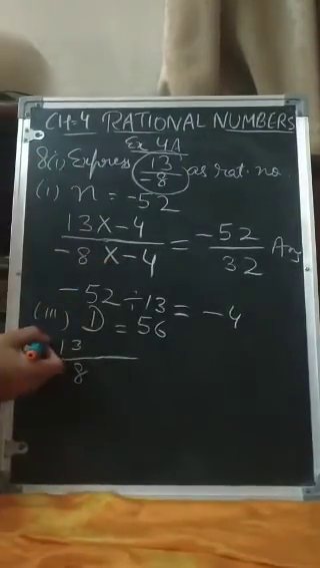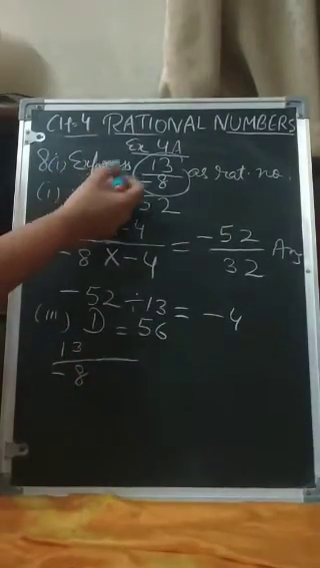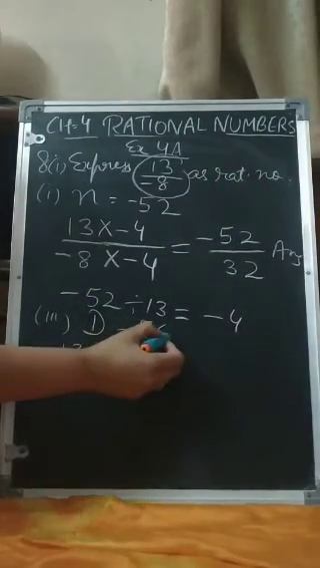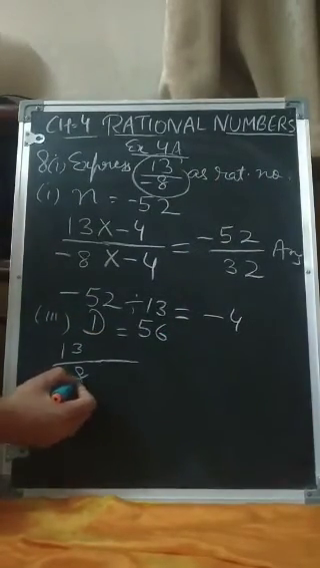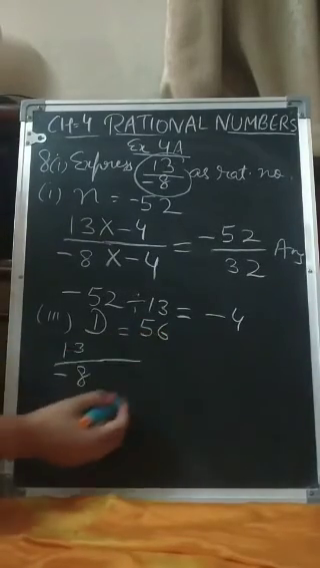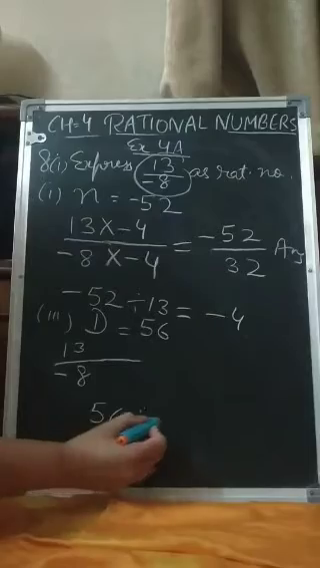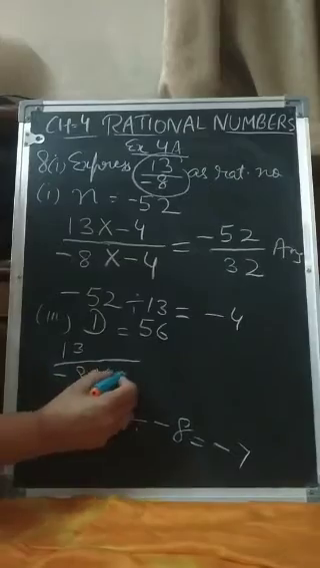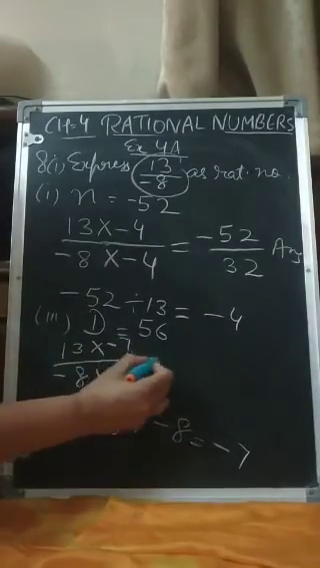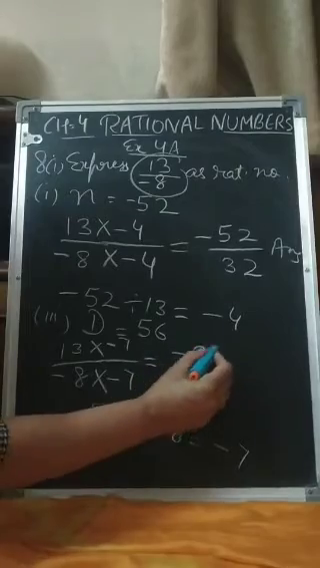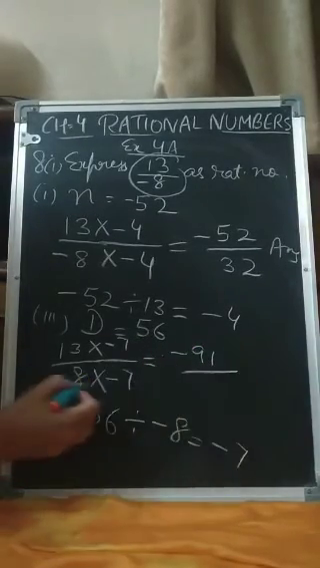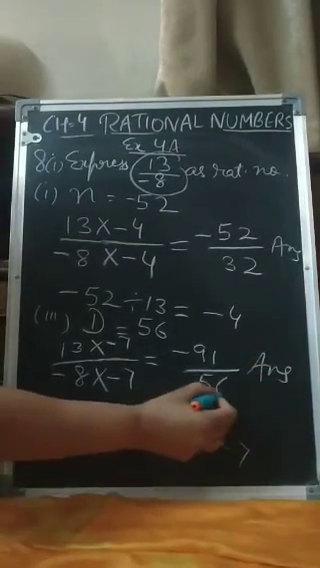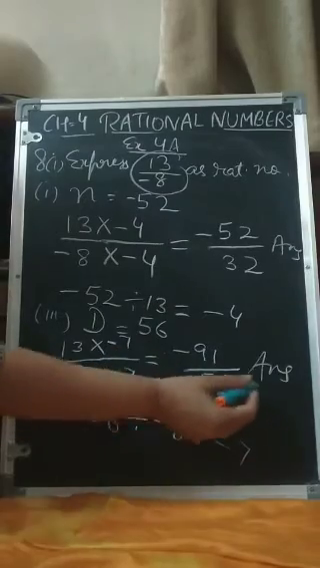Now its third part. The question is we have to express 13 over minus 8 as a rational number so that the denominator should come 56. Now we will check with which number we will multiply so that 56 comes. How can you check? You will check with 56 divided by minus 8. It will come minus 7. That means we will multiply with minus 7 here, and with minus 7 here also. Now 13 sevens are 91, that means minus 91, and minus times minus makes plus. In this way we have got denominator plus 56. Upper side minus is coming, no problem. So this is the answer.